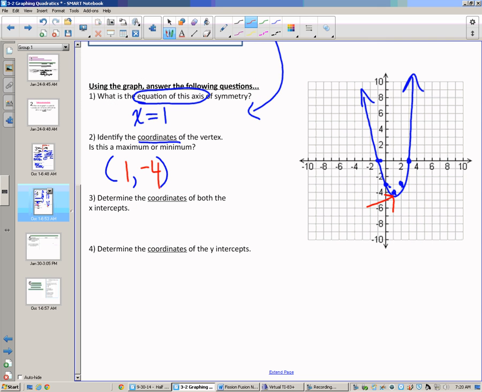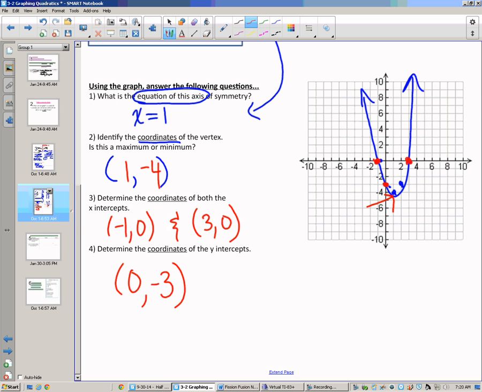Determine the coordinates of both the x-intercepts. So there's 2 x-intercepts here, one here and one here. So the coordinates of the first one are -1, 0, and the second one is 3, 0. The coordinates of the y-intercept, there's just one. Y-intercept is just that one, and that is 0, -3. So these are the types of questions that we answered on Friday.